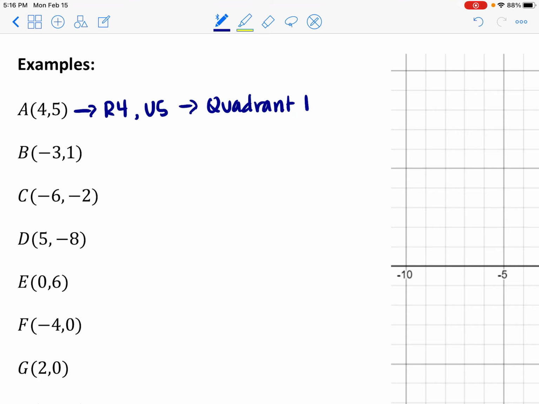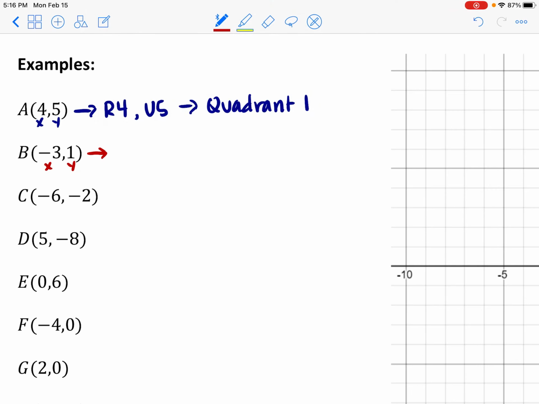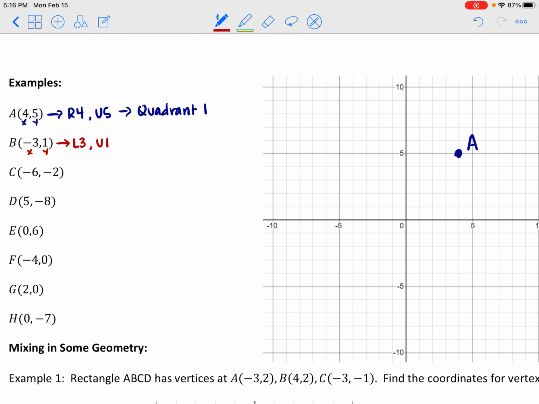Okay, let's try that again. So next, we're looking at negative 3, 1. This is our x and this is our y. Again, this is our x value, this is our y value. So negative 3 on the x would mean to go to the left 3, and positive 1 on the y tells me to go up 1. So from the origin, if I go to the left 3, 1, 2, 3, and then up 1, I'm going to land right here. So that is the location of point B, and that is in quadrant 2.